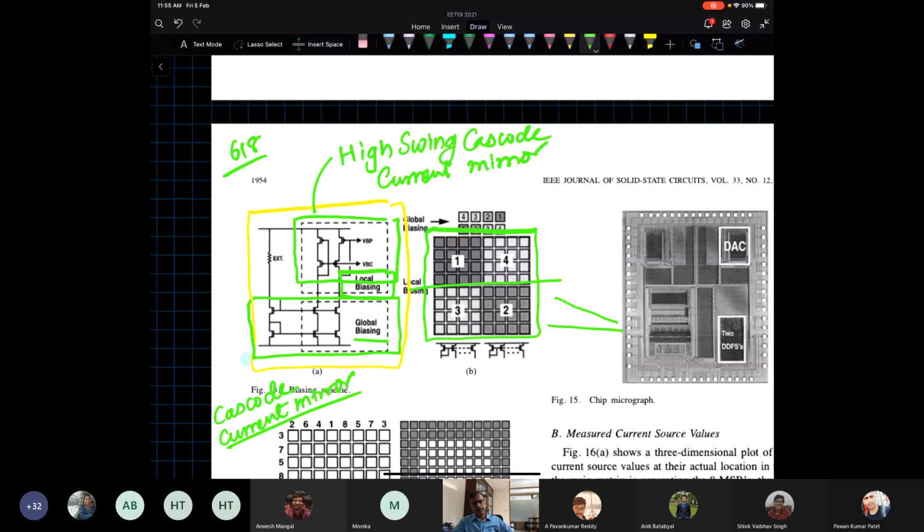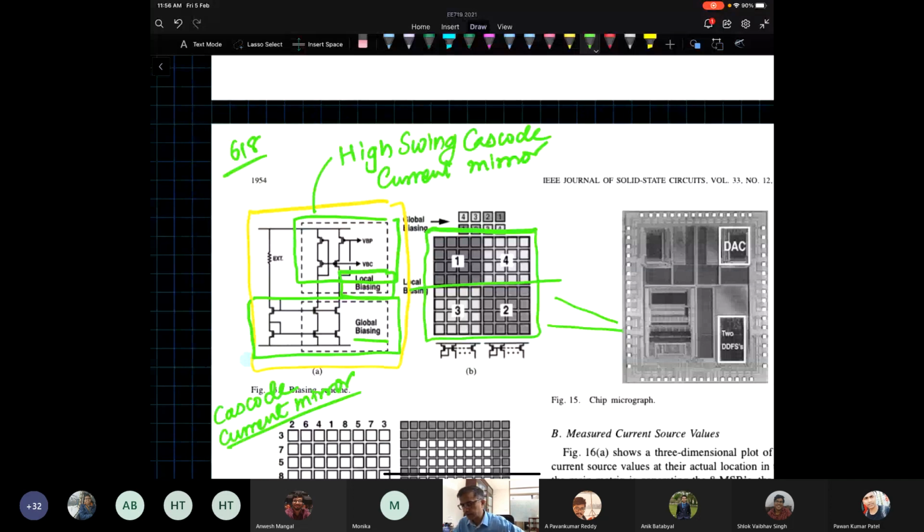So to account for these gradient errors, we do something called common centroid layout in our analog design. What that means is we will split the current array in such a way that no matter which code you are in, you will pick devices from different regions and you get an averaging effect of the gradient. So that's the trick that we like to use, common centroid. This global biasing and local biasing is to enable that.